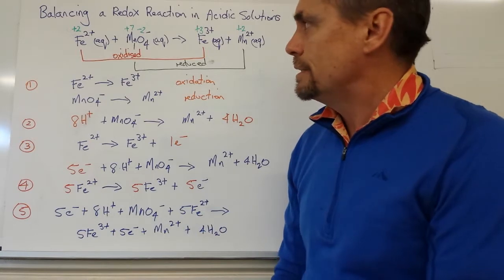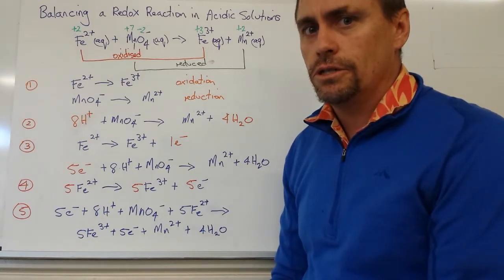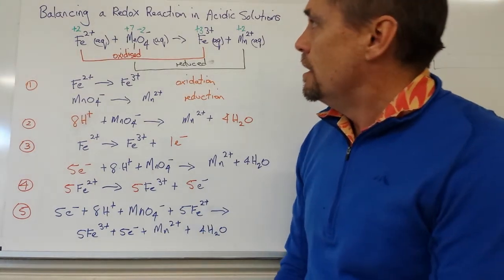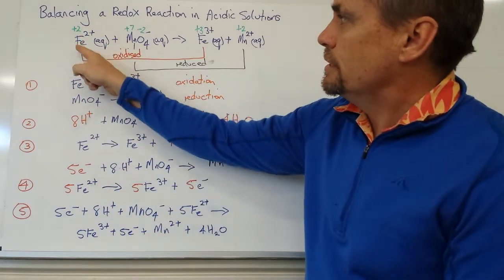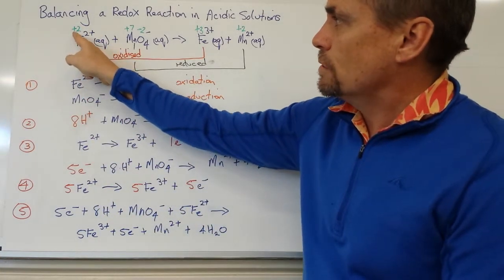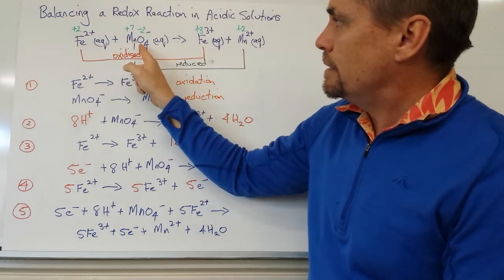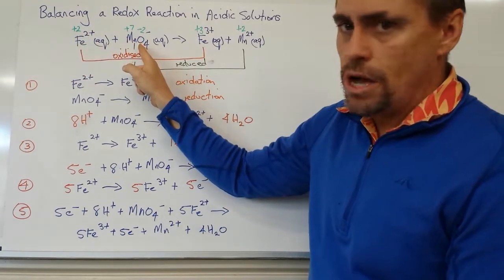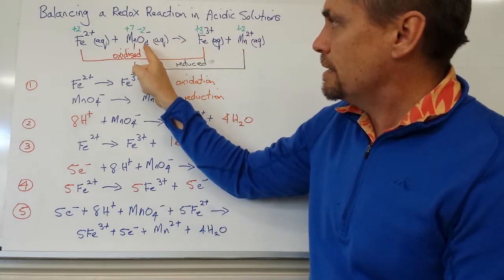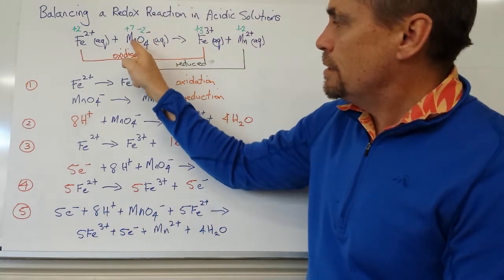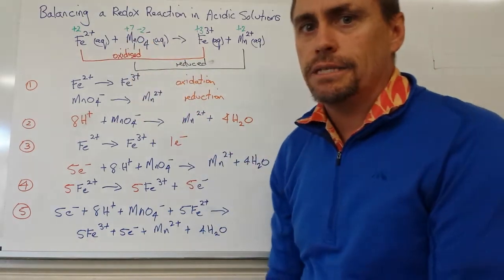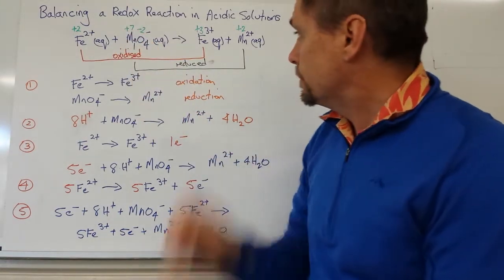First step we need to do is establish what part of the reaction is oxidised and what part is reduced. So to do that, we add our oxidation states. Iron 2+ has an oxidation state of +2. Our oxygen in our permanganate ion has a -2. We've got 4 lots of that. We've also got a minus here. To balance everything, our manganese must have an oxidation state of +7.